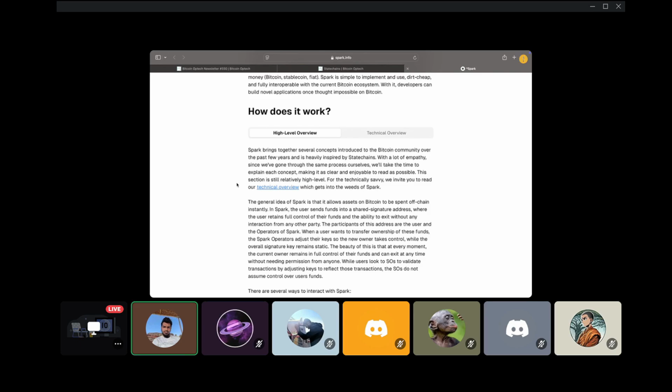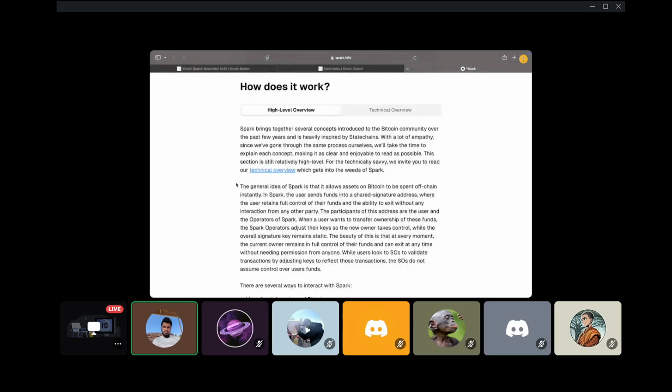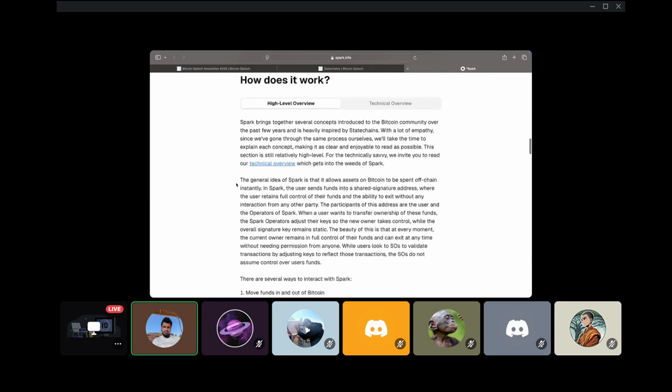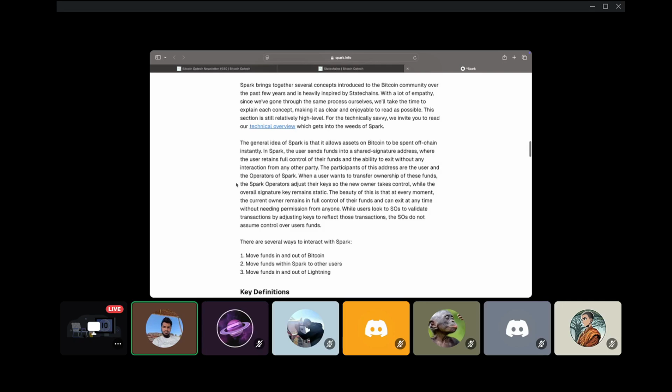Spark brings together several concepts introduced to the Bitcoin community over the past few years and is heavily inspired by state chains, with a lot of empathy since we've gone through the same process ourselves. We'll take the time to explain each concept, making it as clear and enjoyable to read as possible. This section is still relatively high level. For the technically savvy, we invite you to read our technical review, which gets into the weeds of Spark. The general idea of Spark is that it allows assets on Bitcoin to be spent off-chain instantly.